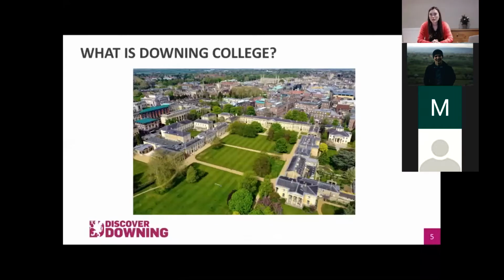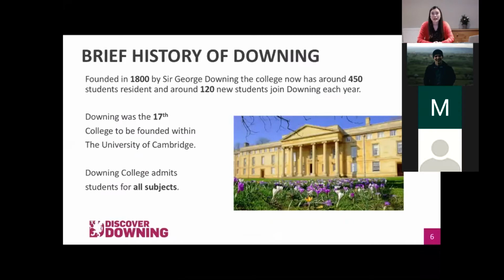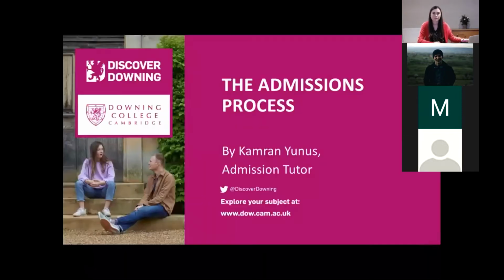So what is Downing College? We're organising the event for you today, but what are we? We are one of the 31 Cambridge colleges that make up the University of Cambridge, and that's a picture of our site in the centre of Cambridge. We were founded in 1800. We're the 17th college to be founded out of those 31. We're a medium-sized college, so we have around 450 undergraduate students, and we take around 120 new students each year. That's for all subjects taught at the University of Cambridge, and of course, including economics.